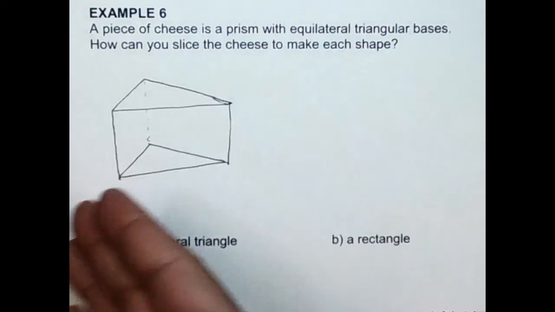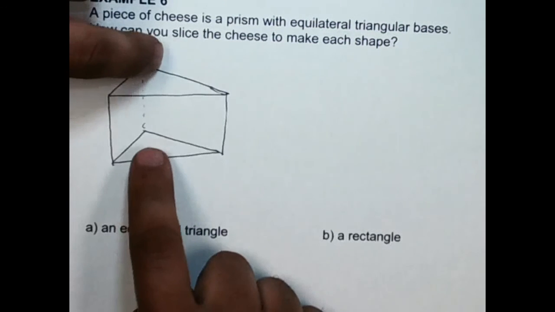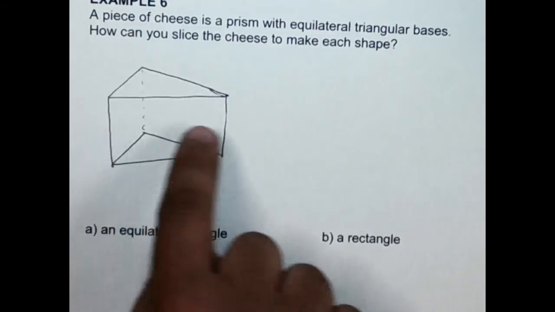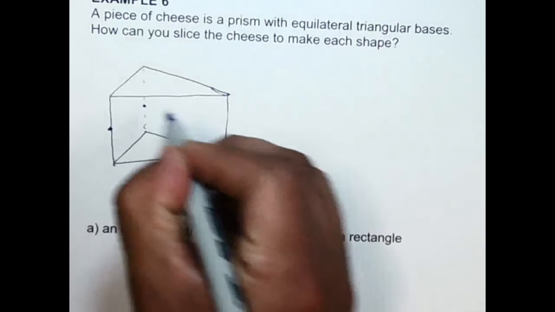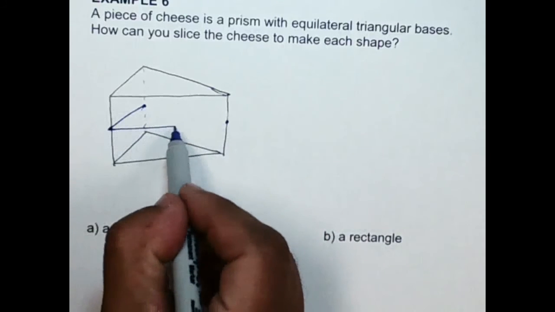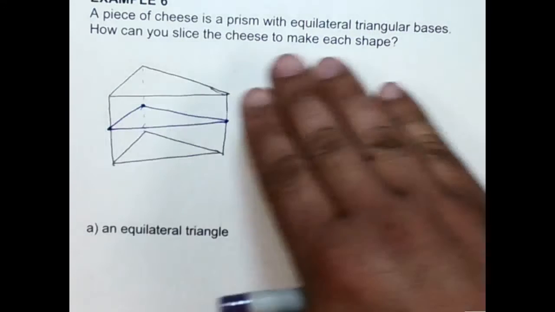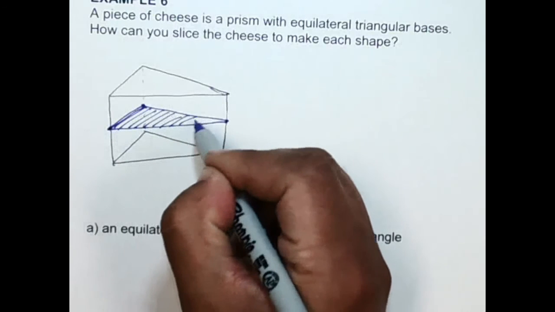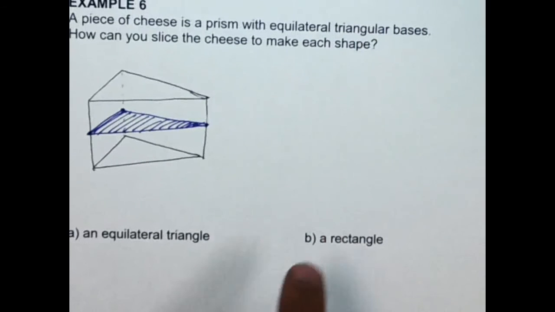Now, I want to slice this thing so that it forms an equilateral triangle. Well, these bases right here are equilateral triangles. So if I want to cut this, I'm going to cut it going parallel with the bases. I'm going to pick some points right here where I would slice it, and connect those 3 points. All right, so if I cut it this way, it's going to create that equilateral triangle.